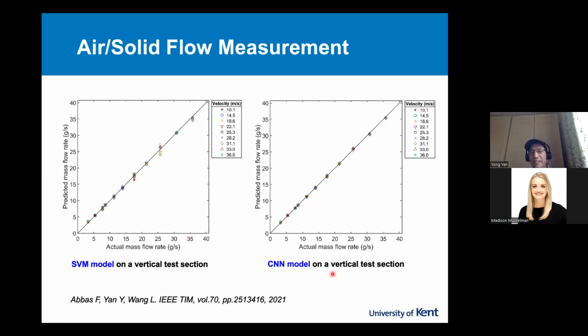For the vertical test section, we tried again with SVM and CNN models. Again, the CNN model performed slightly better. Details of the results are published in this paper. If you're interested, you can refer to that paper. We feel quite encouraged by the method. The hardware is there. We've done a lot of traditional conventional research, but now we just add models and the performance is indeed improved, to some extent.